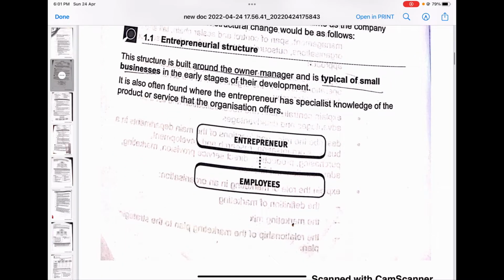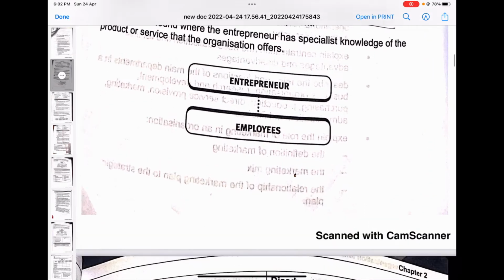So the first one is the easiest one, which we have seen in many places, which is the entrepreneurial structure. So what is the entrepreneurial structure? In an entrepreneurial structure, you have an entrepreneur and the employees. This structure is built around the owner manager and is typical of small businesses in the early stages of their development. It is also often found where the entrepreneur has specialist knowledge of the product or service that the organization offers.